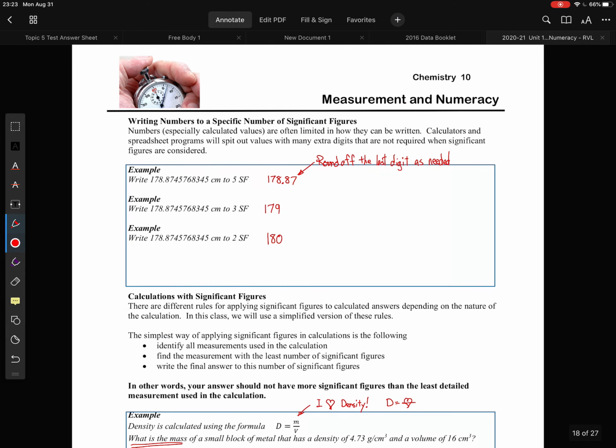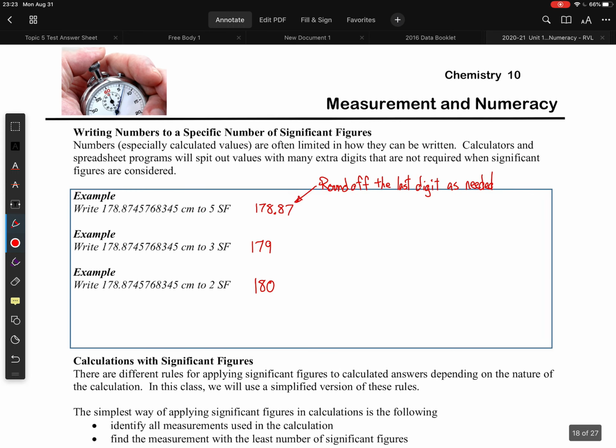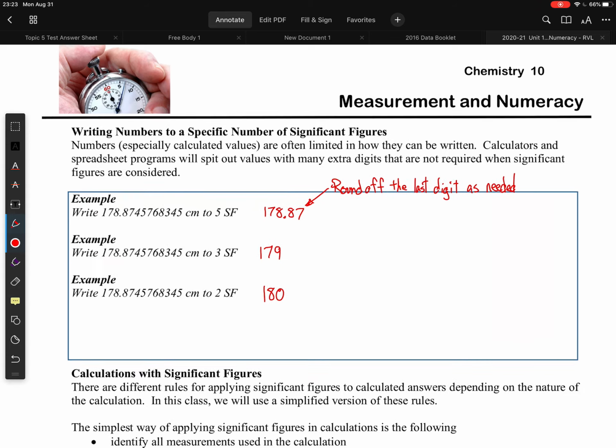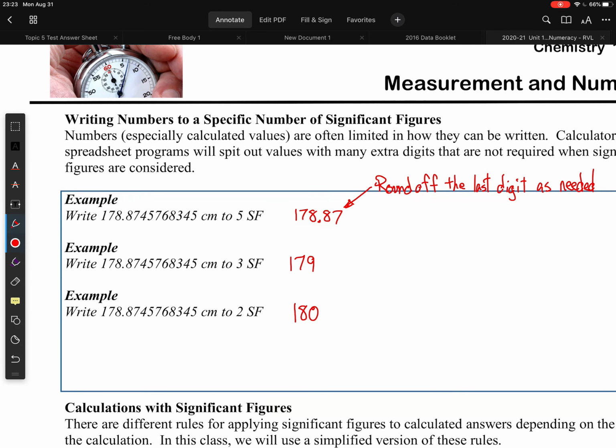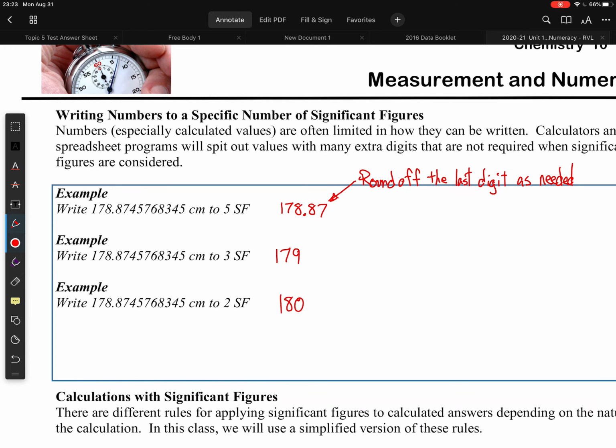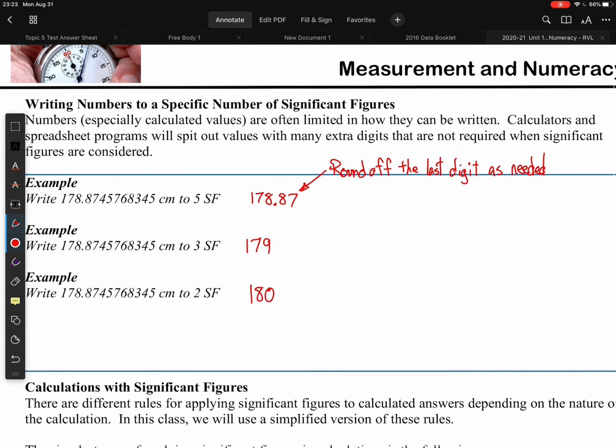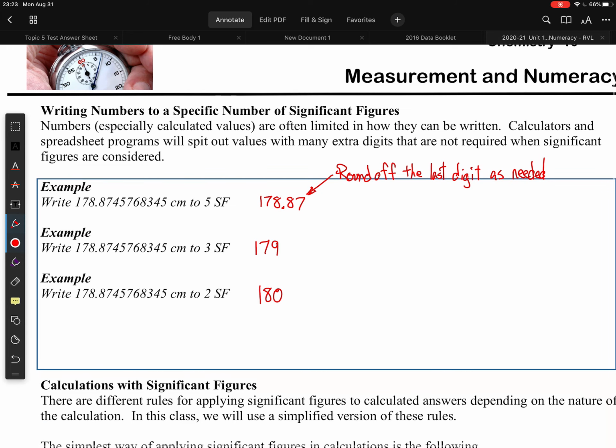Next, let's put this puppy to bed. So writing numbers to specific number of sig figs. So here we're just asked to round off to specific numbers of significant figures, and these are the answers. Remember, when rounding a number, you just look to the following digit.